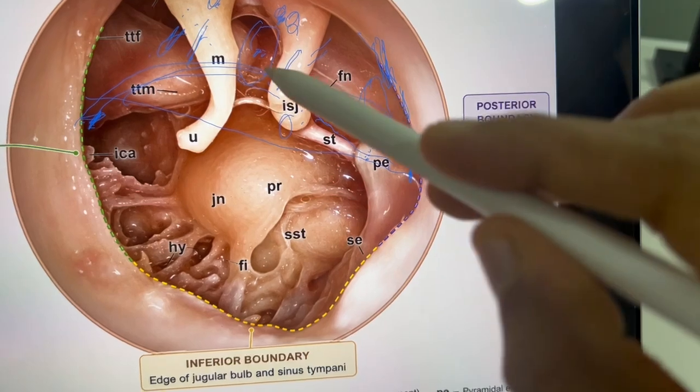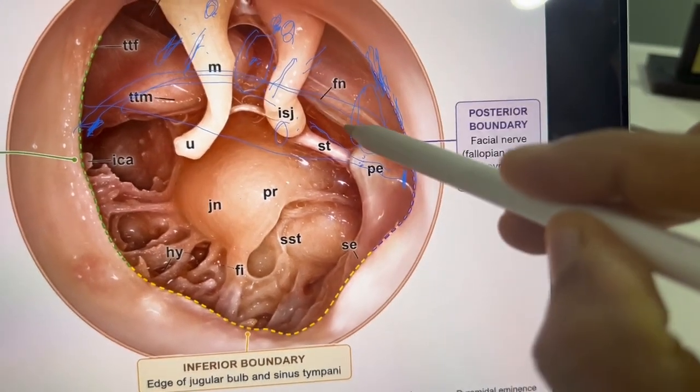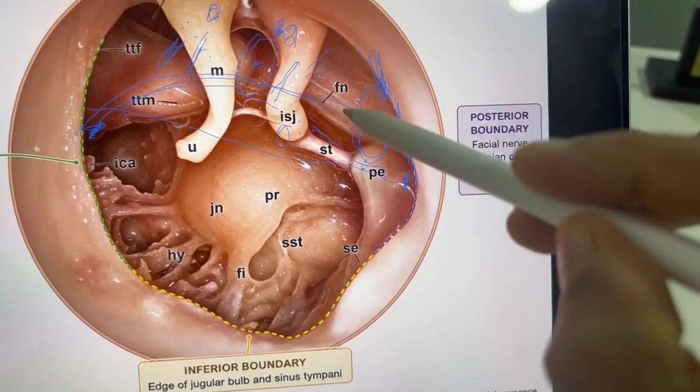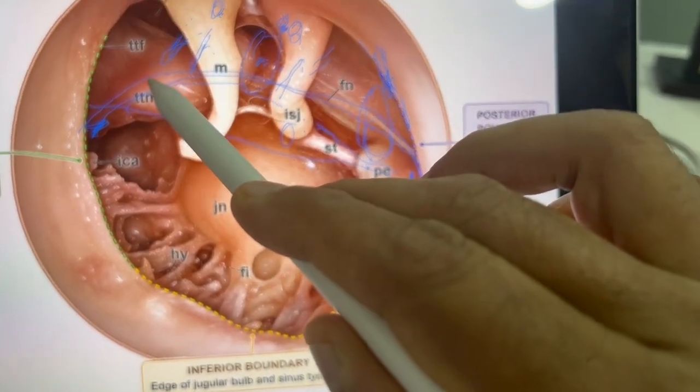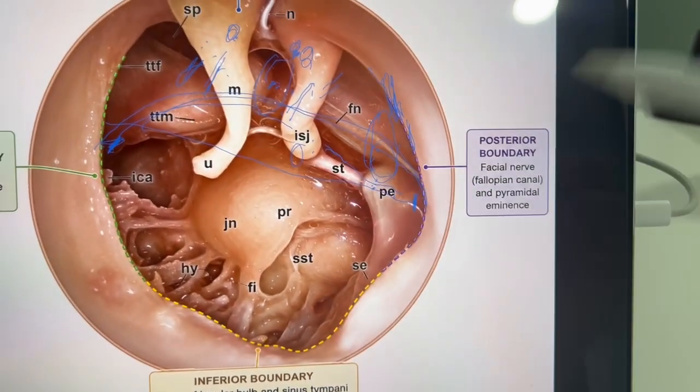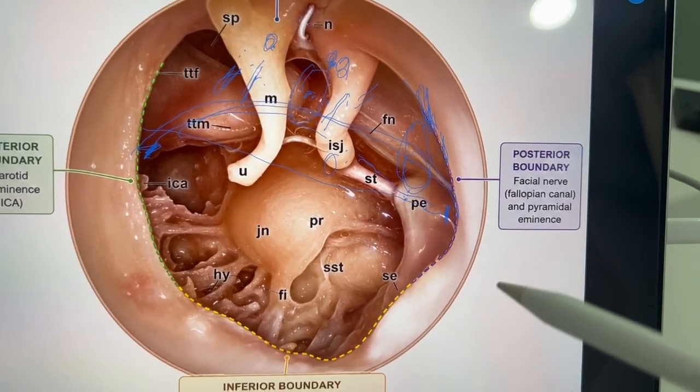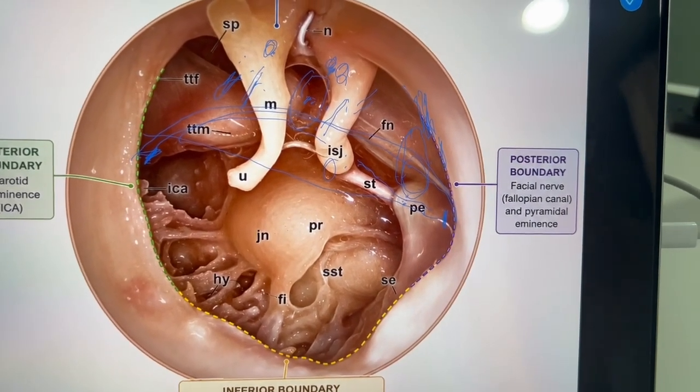So these anterior tympanic isthmus and posterior tympanic isthmus are the areas that ventilate the mastoid through the epitympanum till the supratubercular recess. So you should know this anterior and posterior tympanic isthmus.